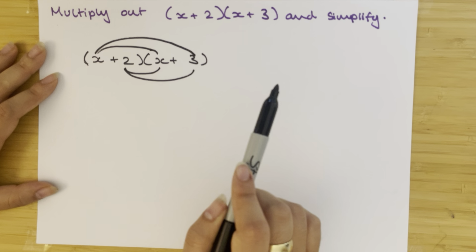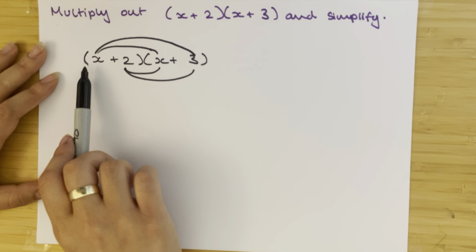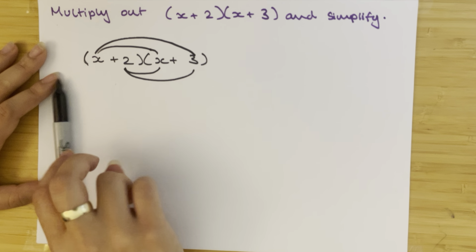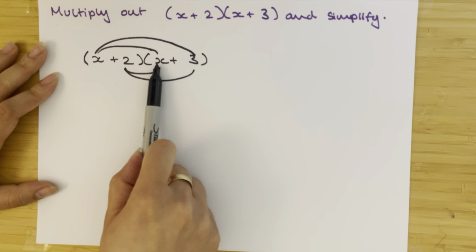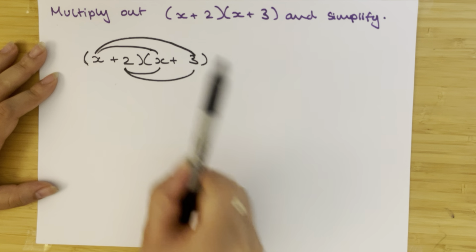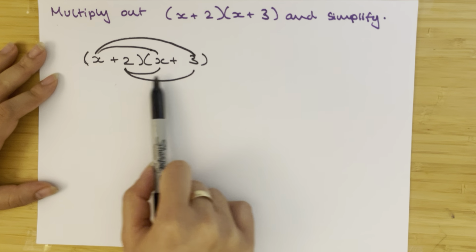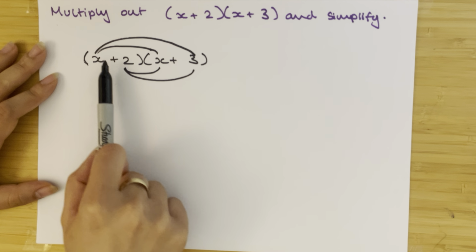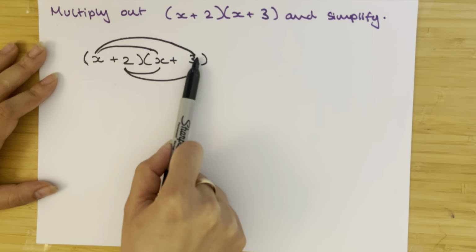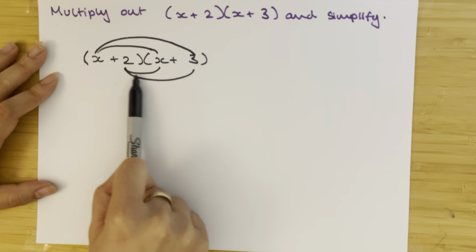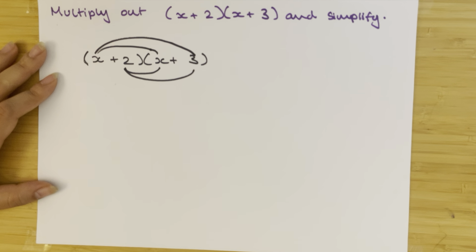So a lot of mistakes that I see people make is they'll multiply out x times by the first one and 2 times by the second one, giving x squared plus 6. But that misses out this line here and this little line here. Okay, so let's follow them.